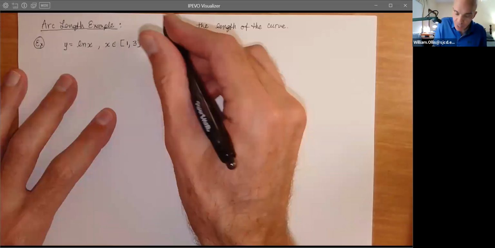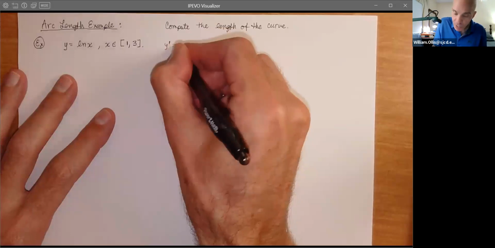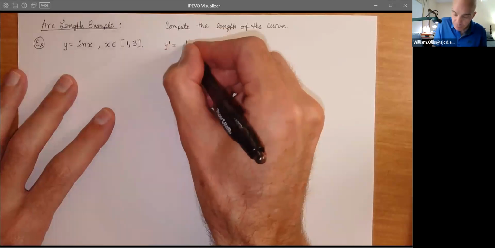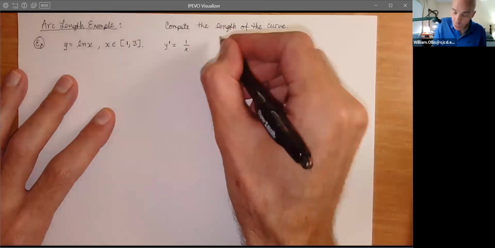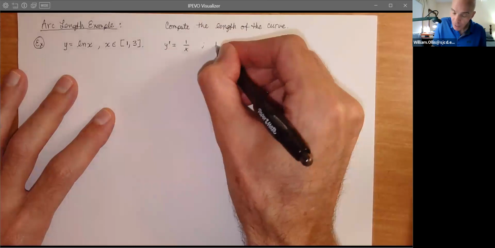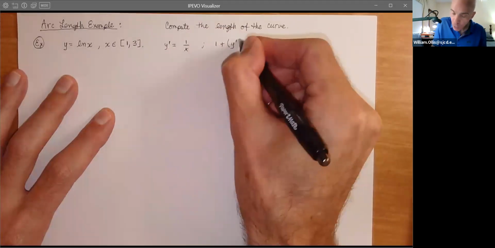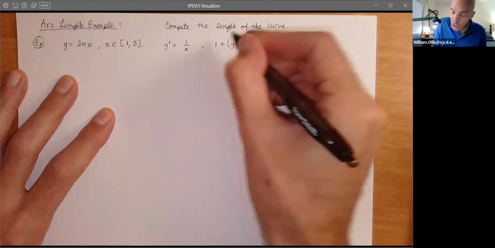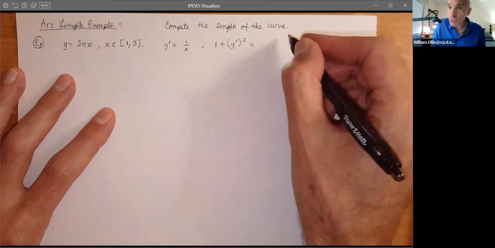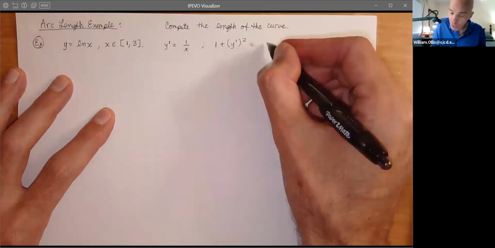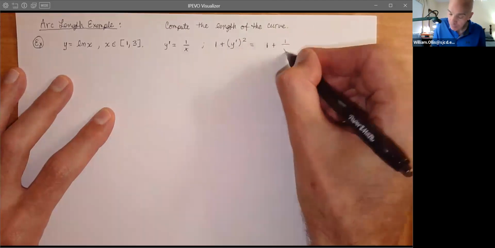So first, let's just go ahead and look at y prime. This is a good review. We just get 1 over x, the derivative of the natural log. And then what we want to do is write 1 plus y prime squared. So as you're preparing for the test, as you work through some of the new material, that's going to make you better at the old material. So keep that in mind. So this will give us 1 plus 1 over x squared.